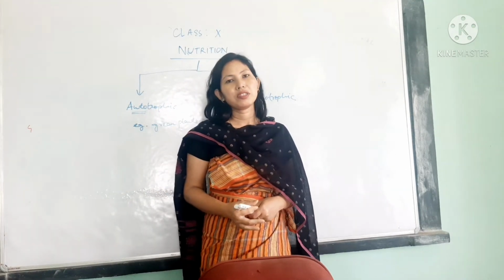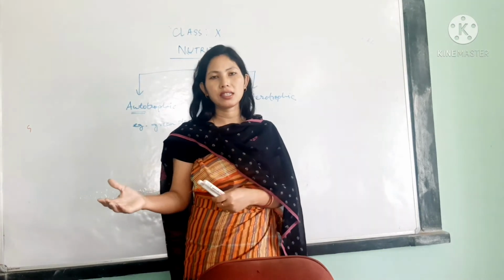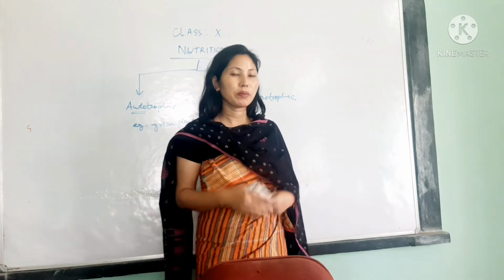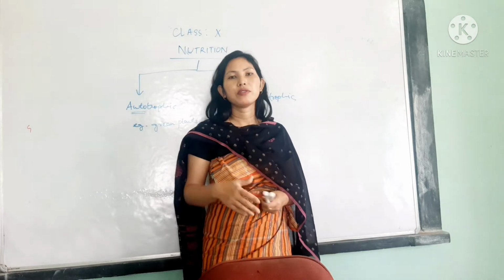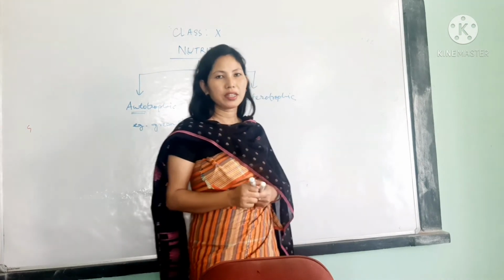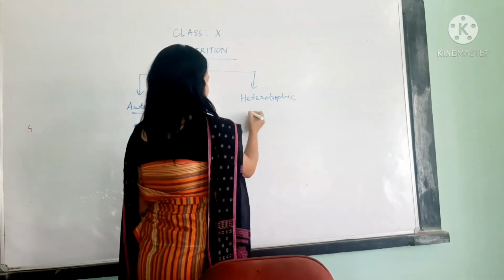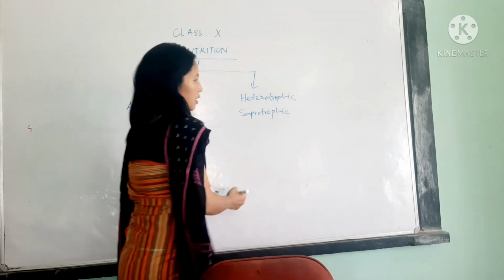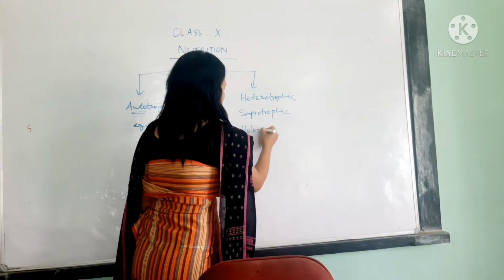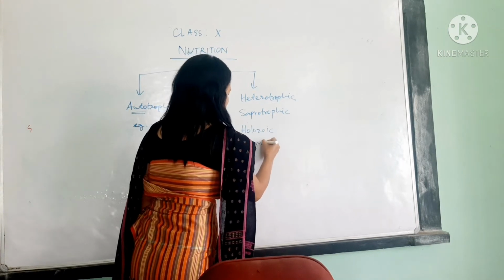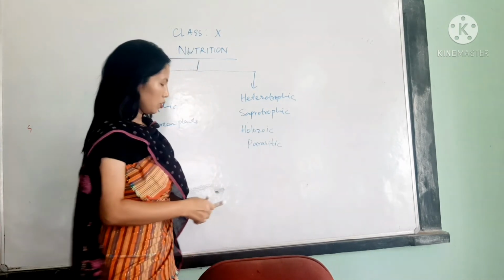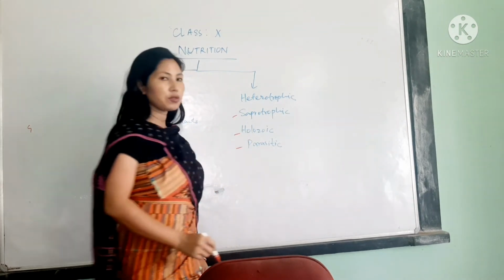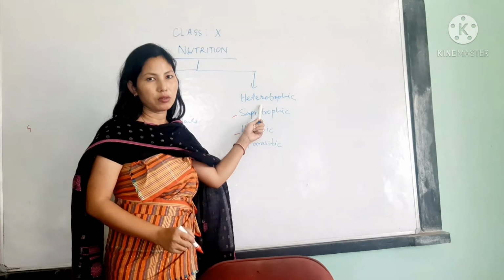Further, heterotrophic nutrition can be divided into various categories based on the mechanism, right? How do they undergo nutrition? Based on the mechanism, heterotrophic nutrition can be divided into three different types: saprotrophic, holozoic, and parasitic. These are the three various types: saprotrophic nutrition, holozoic nutrition and parasitic nutrition. All three come under the heterotrophic mode of nutrition.